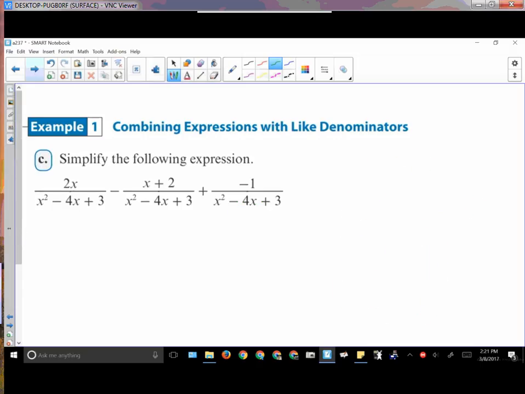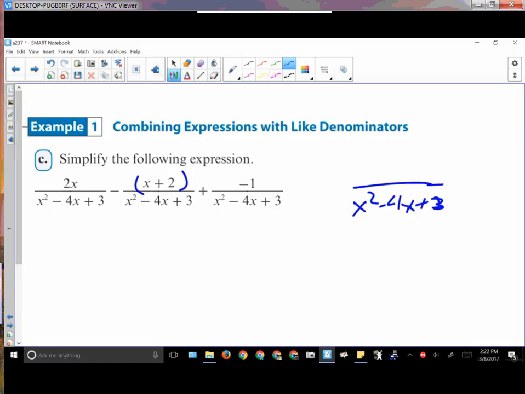Let's try this one. Are they all the same denominator? And if we see that they are all the same denominator, we can go through, okay, fine, got denominator of x squared minus 4x plus 3. What about the rest of it? Well, it's almost like we don't worry about this. We're just going to take 2x minus x plus 2 plus negative 1. Thing is, though, we have to keep in mind that we're subtracting all of this x plus 2.